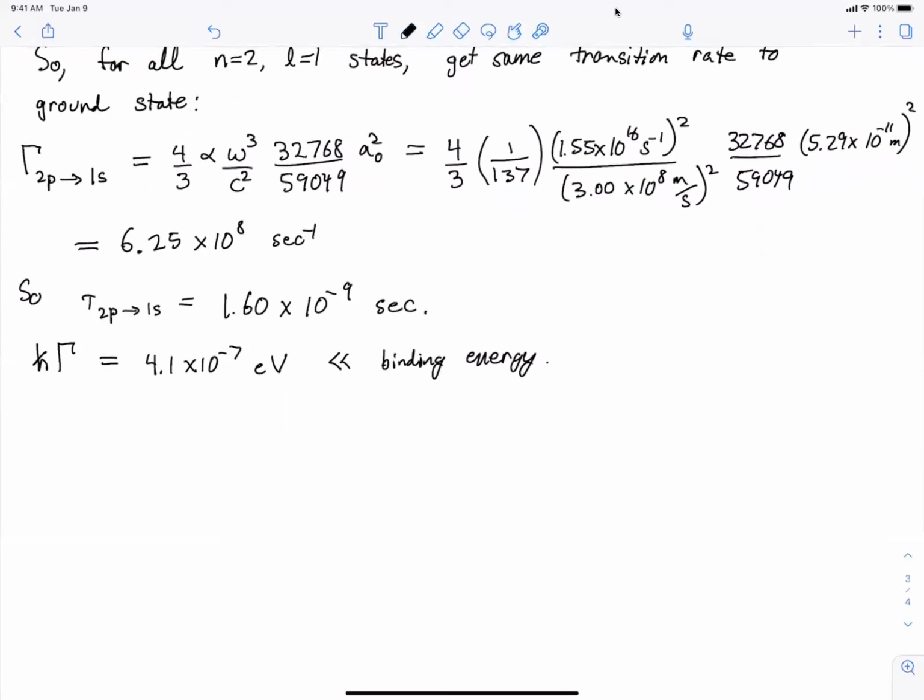Another thing you can ask yourself is, we figured out the wavelength of the photon, or the frequency of the photon, so what's its wavelength?